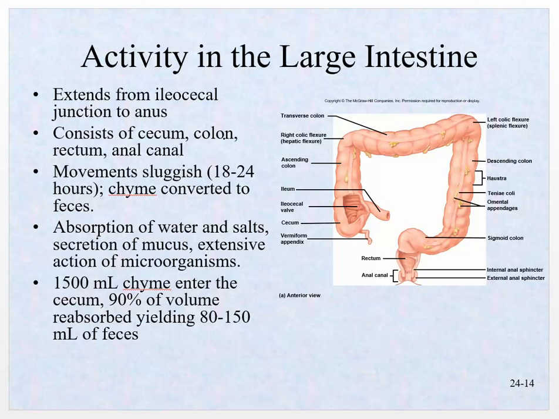Most, I'm going to say this now because I want to make sure I say it: most absorption of food and water happens in the small intestine. A lot of times what you'll hear is that most water absorption happens in the large intestine. That's not really true. The small intestine makes a lot of water and absorbs a lot of water. By volume, more water is actually absorbed in the small intestine.